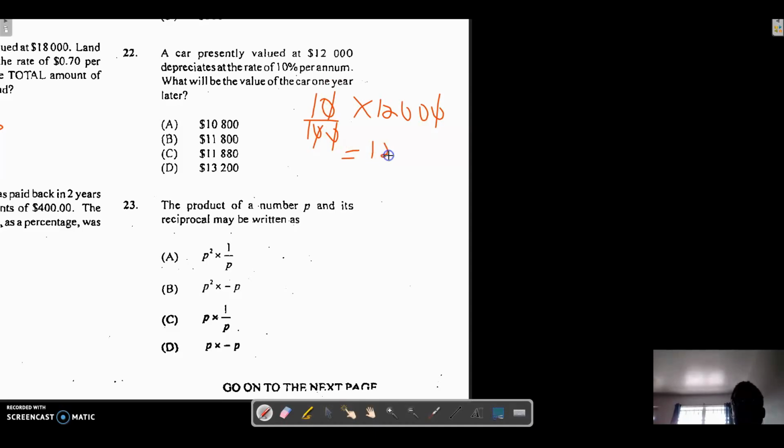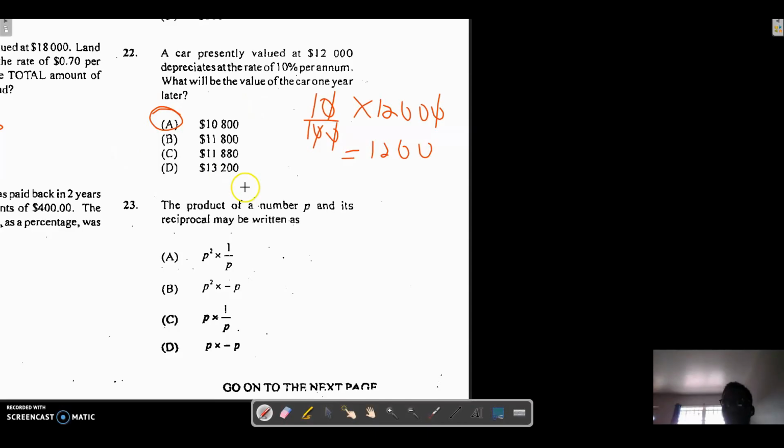So this is 1,200. Alright, so I'm going to be subtracting 1,200 from 12,000. Here's an easy way to do it. Let us start by taking 1,000 from 12,000. That is 11,000. From 11,000, let us take 200. Alright, that would be 10,800, which makes the option A.